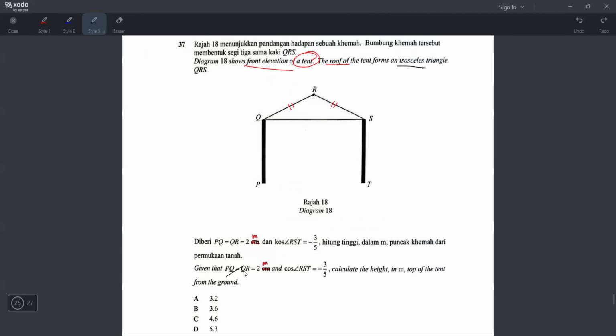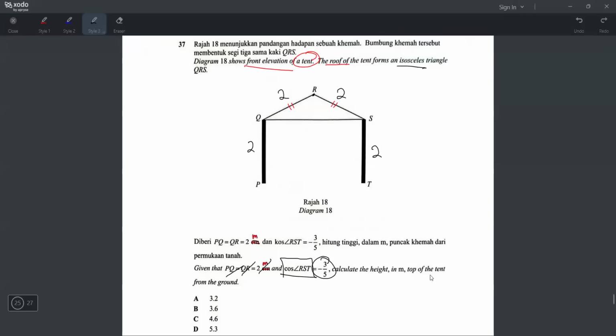Okay, given PQ, QR 2 meter. Boleh. PQ 2 meter, QR 2 meter. Means this is also 2 lah. And this is also 2 lah. Because this one and this one mesti sama kan? And then cos RST is negative 305. Okay, definitely a trigonometry question. And then calculate the height in meter top of the tent from the ground.